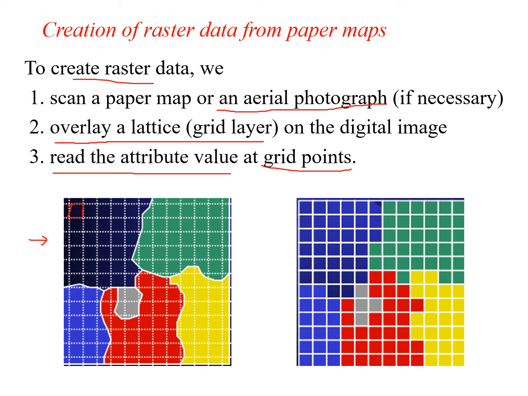You can see here the blue color. This blue color is different, this blue color is different. There is again a green color, then a red color, then a yellow color, like this.